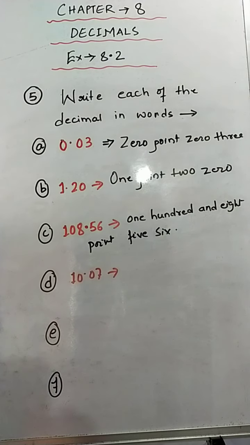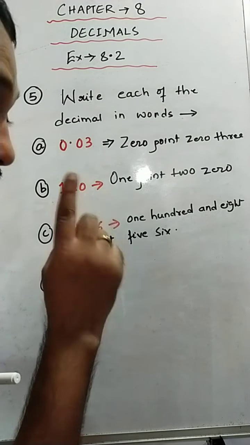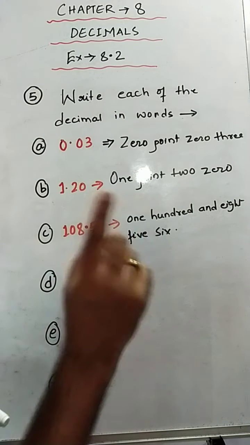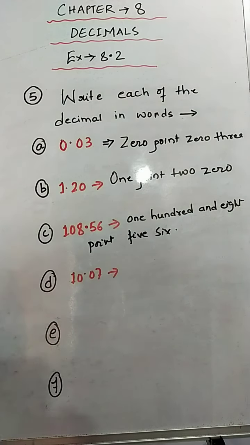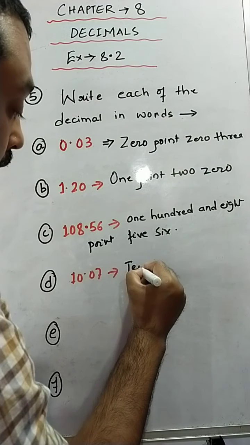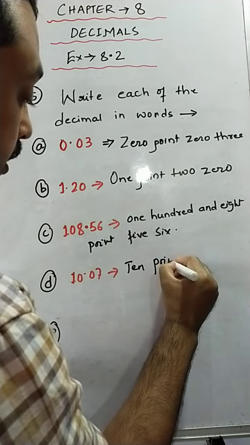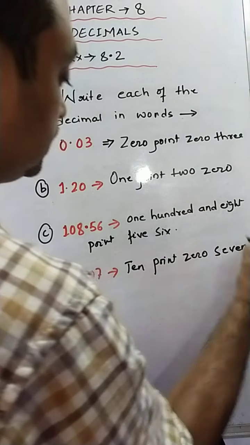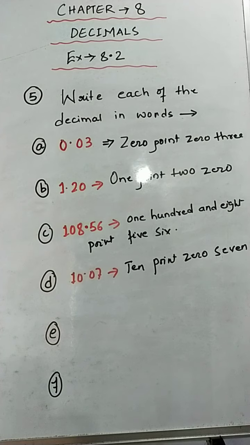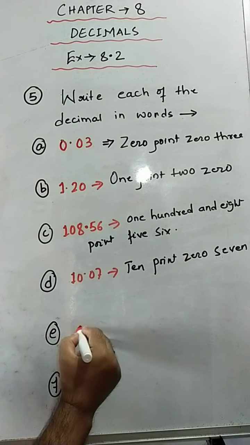So how to read this decimal? Not ten point zero seven, that is wrong. Ten point zero seven is not the right way of saying it, but ten point 0, 7 is the right way of saying it. So we will write it down, 10.07. Okay, now what is the next number?